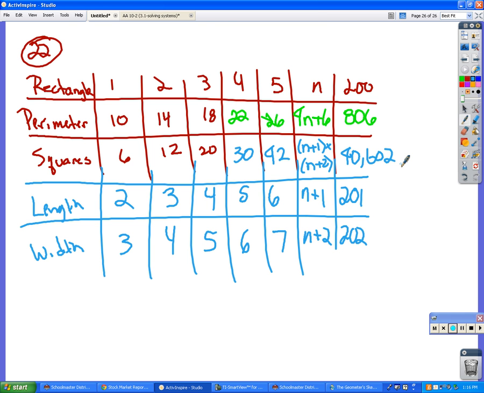Okay? So that's how that whole thing comes together. And I know that these are tricky. Hopefully this perimeter thing wasn't too bad, but this stuff right here is a little bit challenging.